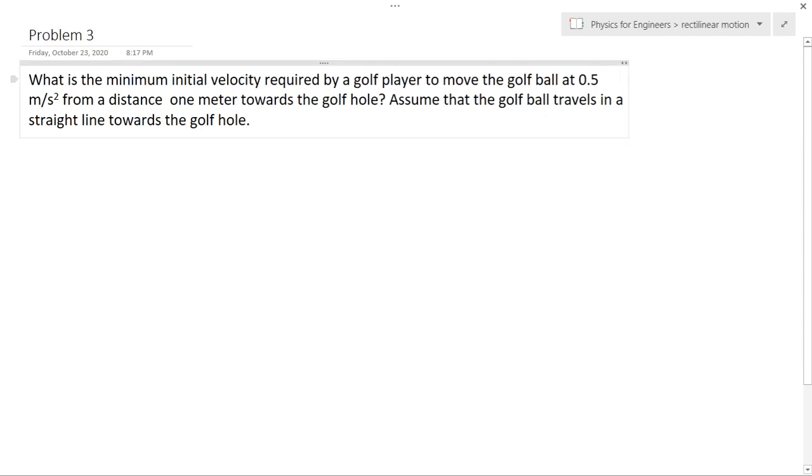So we have here, what is the minimum initial velocity required by a golf player to move the golf ball at 0.5 meter per second square from a distance 1 meter towards the golf hole? Assume that the golf ball travels in a straight line towards the golf hole.